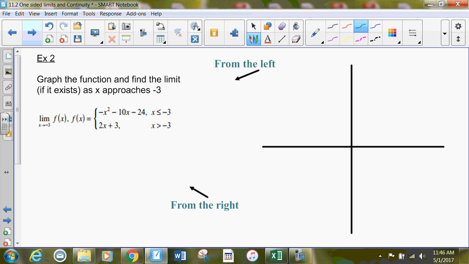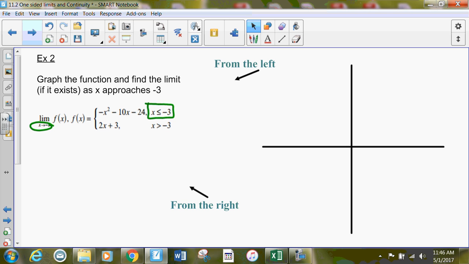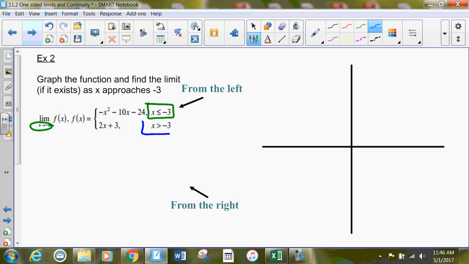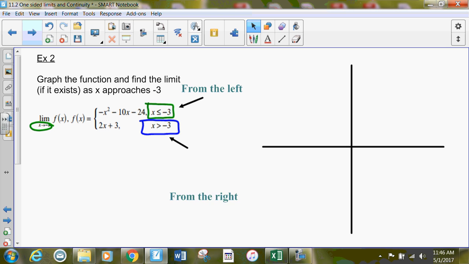When we see x is less than or equal to -3, we know we're approaching -3. And so when x is less than or equal to -3, that means we're looking at the limit from the left, right? And when x is greater than or equal to -3, that means we're looking at the limit from the right. Either way, we're going to need to graph it because it asks us to.